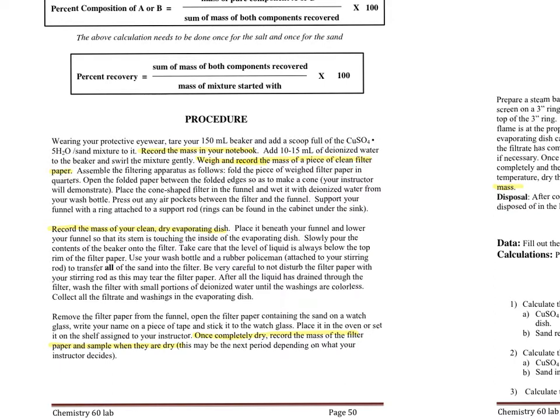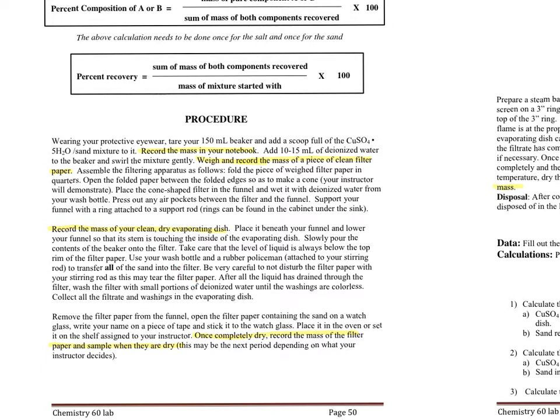Note, when you're watching the video, think about what is being weighed out, because the items are not weighed out in this order. So you need to think about what you're watching. You're going to then put together your filter apparatus. You'll see that. And then record the mass of a clean, dry evaporating dish. So that's your next data point. Place it beneath the funnel. This is going over your setup, so carefully make these notes in your procedures.